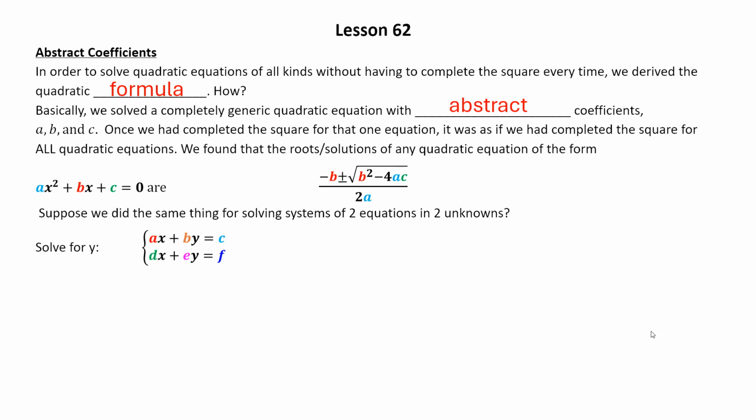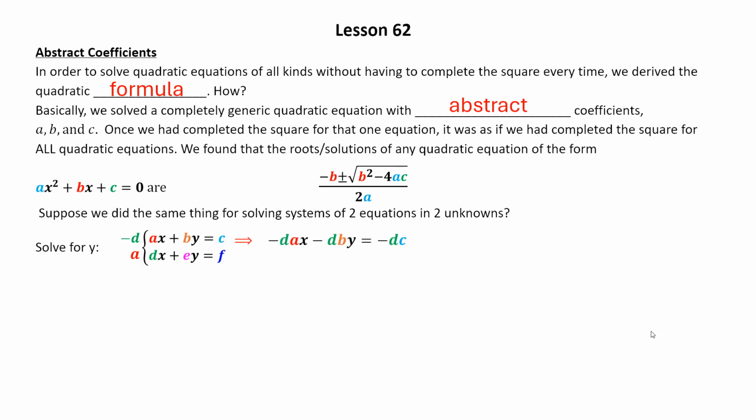And I was saying, what if we did that for a system of two equations and two unknowns? And if we did that and we set these up this way with these abstract coefficients, which I've given different colors to, we could use elimination to solve for y. So we could multiply the first equation through by negative d and the second equation through by a, and that would make the coefficients on the x's the same except opposite, and that way they would cancel.